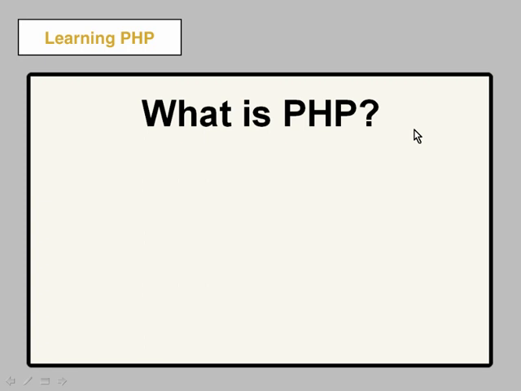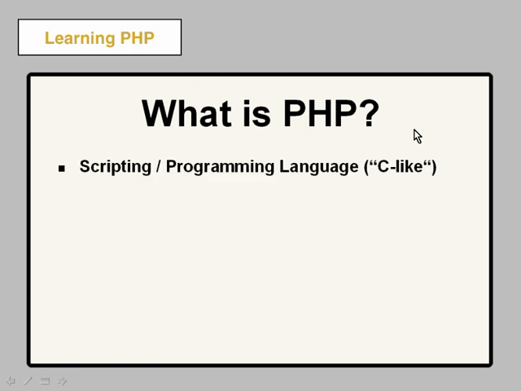So what is PHP? Well, PHP is a scripting language, and it's also a programming language, and it's very C-like. It's based on the C programming language. Scripting languages generally don't compile, and this is the case with PHP. We'll talk about that. But as a programming language, we know that programming languages can be very, very powerful. That's what PHP is. It's extremely powerful. We'll talk about that as well.